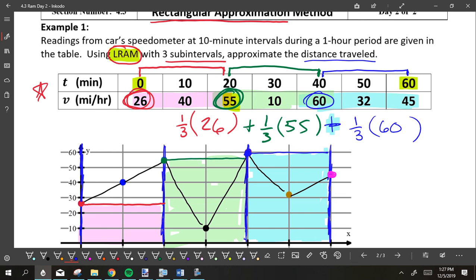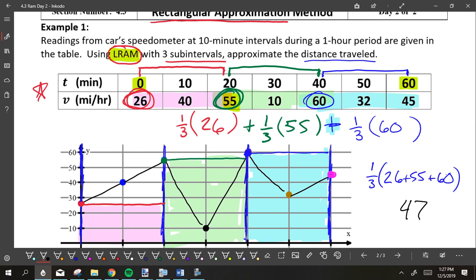Can we do anything to factor out? Is there anything that all 3 of them have in common? So if you took a 1/3 out, you could rewrite this as 1/3 times 26 plus 55 plus 60. And so if you did have to do it, that would make it maybe a little bit easier. Anybody actually type that into your calculator? 47. Okay, so know what that 47 means.